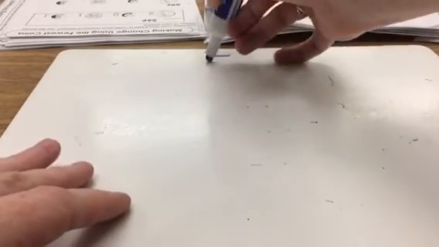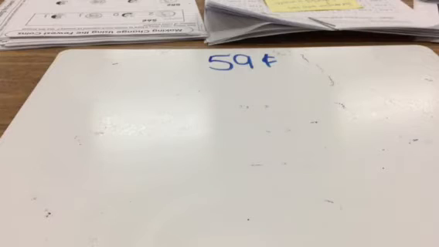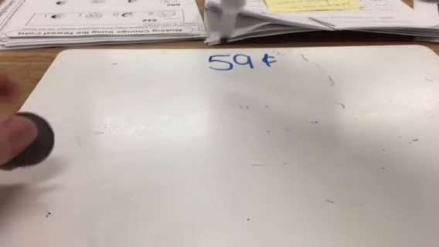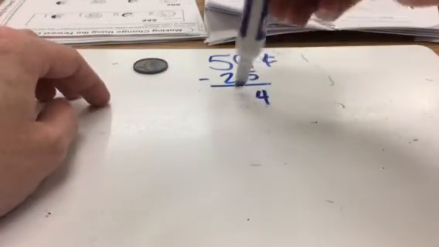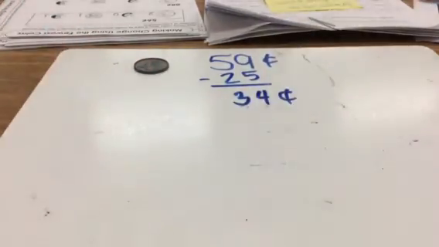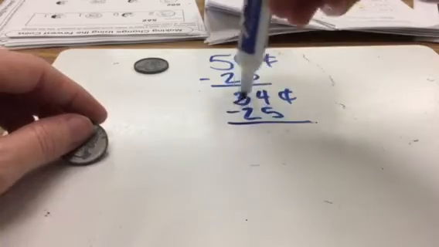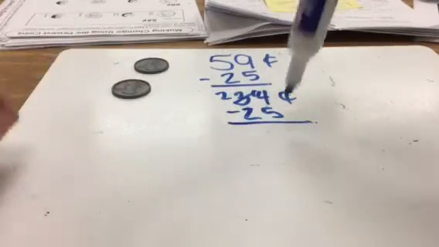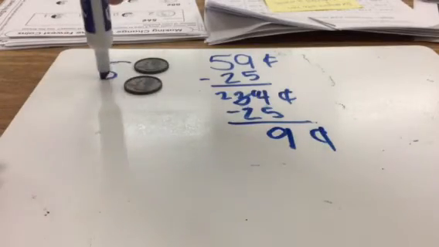Okay. 59 cents in 7 coins. So I'm thinking, all right, I want the biggest values, so I'm going to take some quarters. Well, I know 1 quarter is 25. That gives me 34. I can use another quarter because a quarter is only 25. So I can use another quarter, no problem. And I have 9 cents to go. So there are 2 quarters.